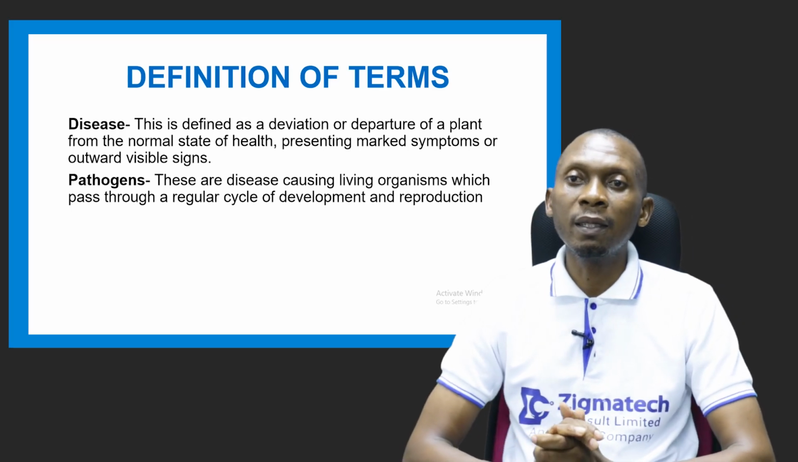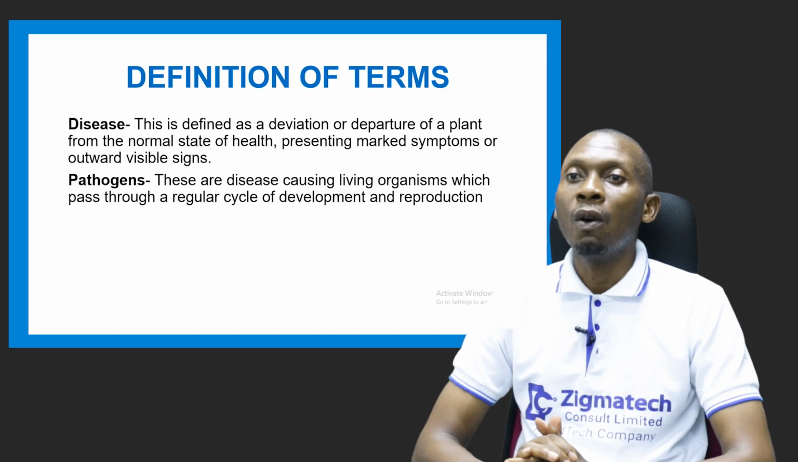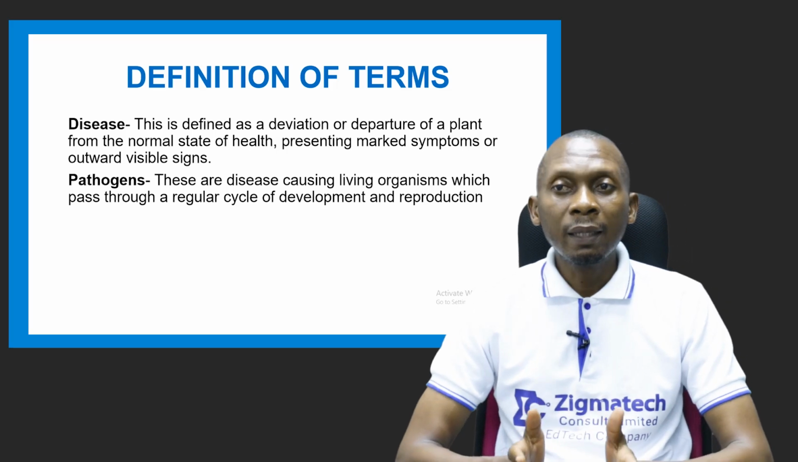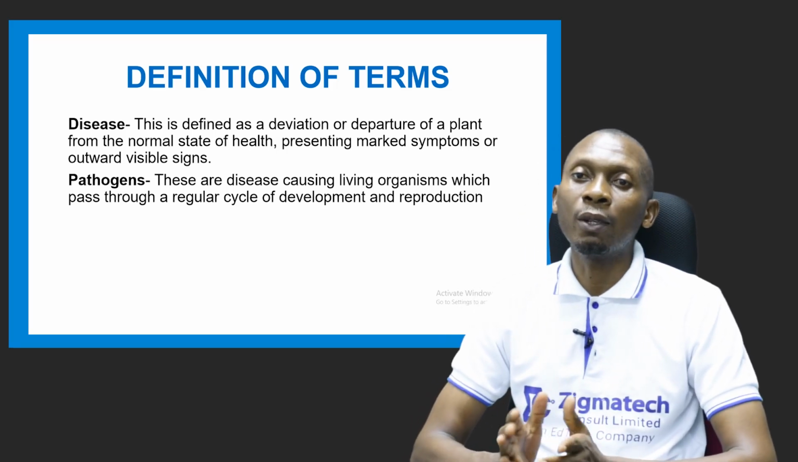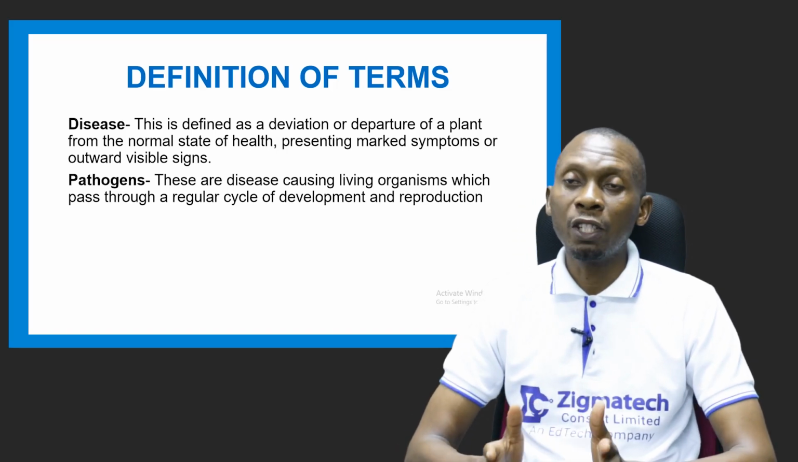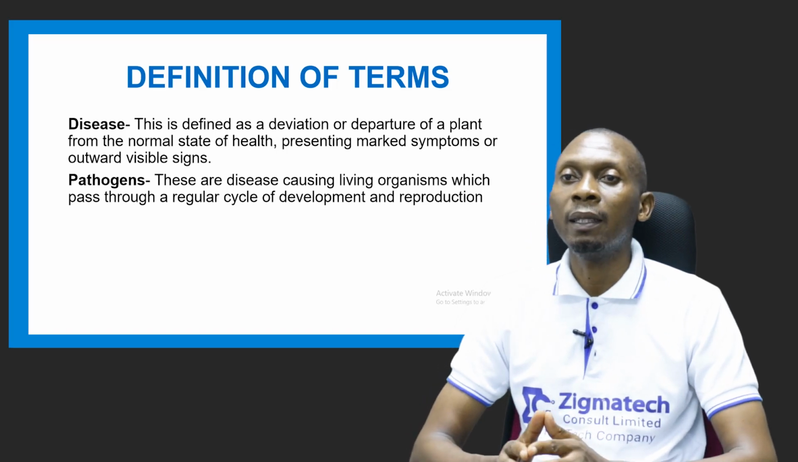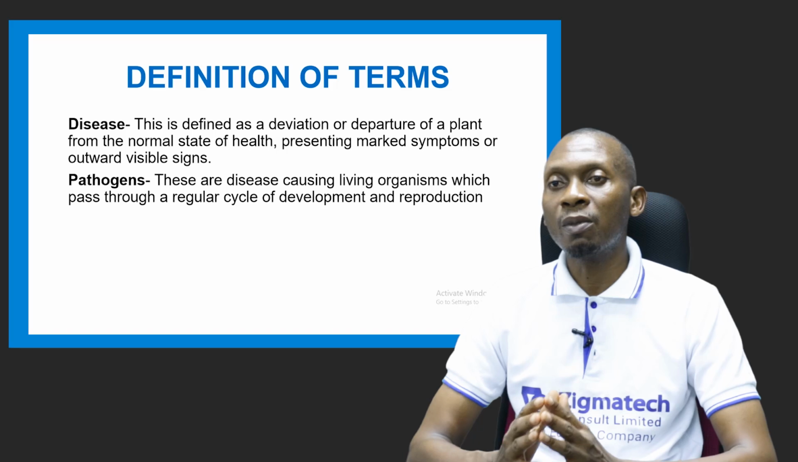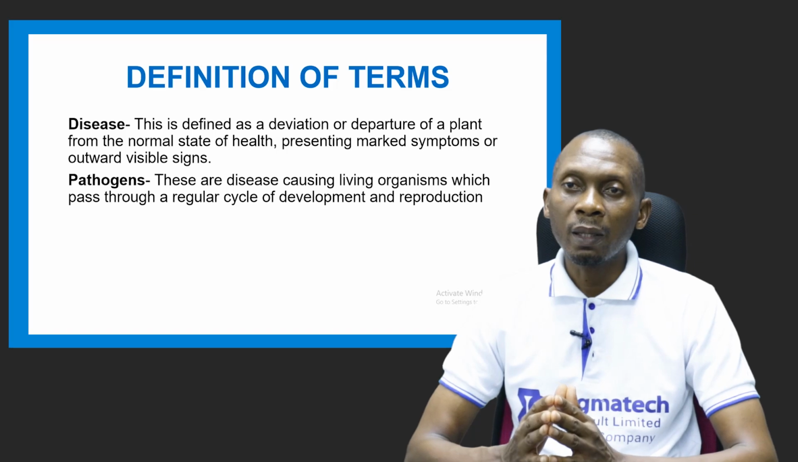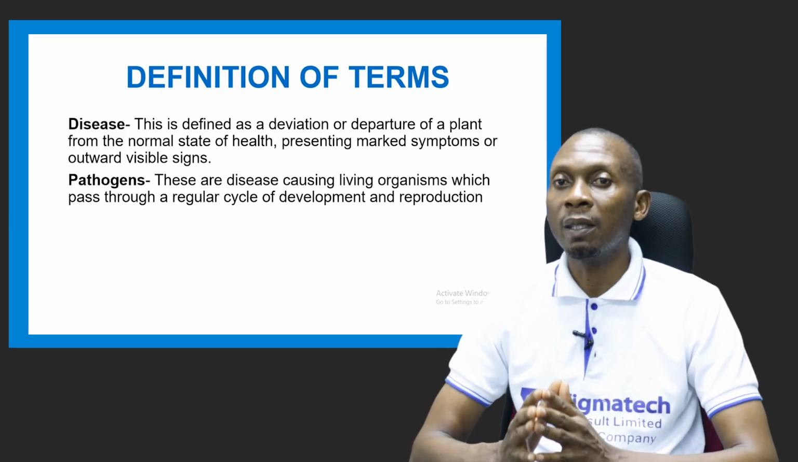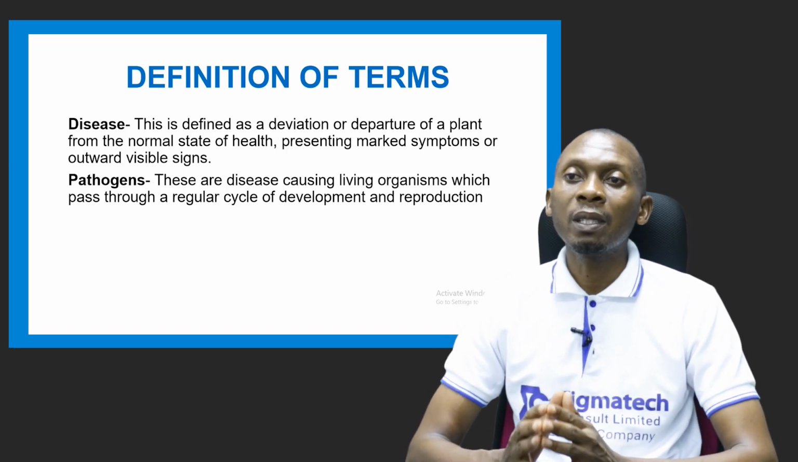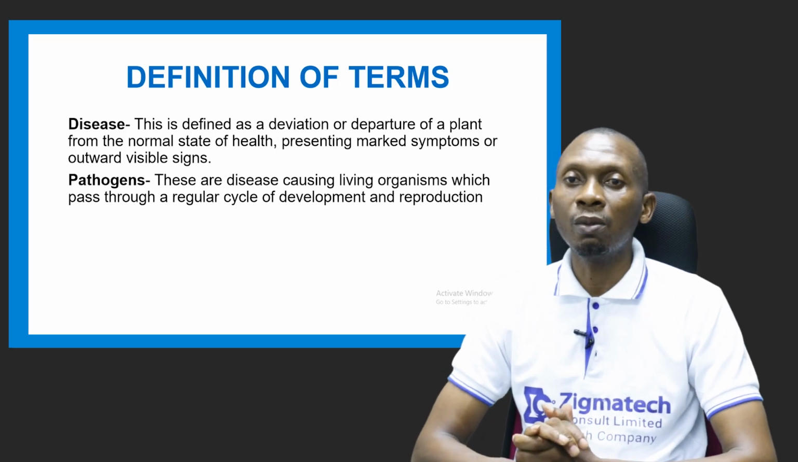What is disease? A disease is defined as a deviation or departure of a plant from the normal state of health, presenting or showing marked symptoms or outward visible signs. So once there's a deviation from the normal state of health of a plant, you're able to observe some marked symptoms or outward visible signs that will tell us that a disease is present.